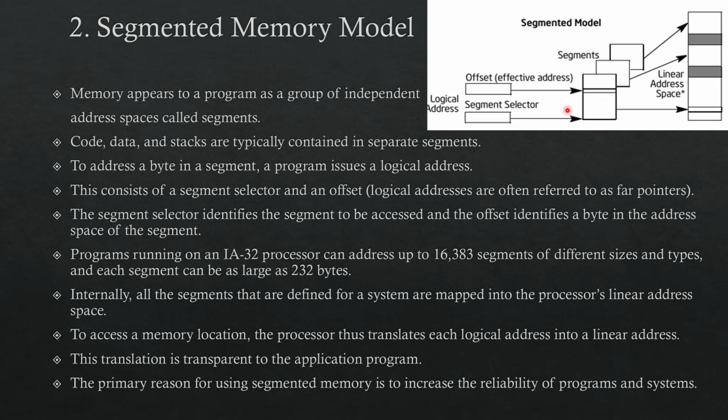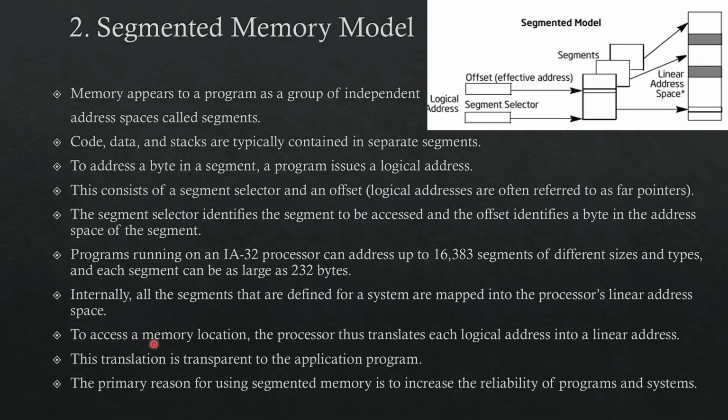Suppose there are different segments; these are all different parts of this linear address space. So which segment needs to be addressed? Suppose it is this segment, then the offset will specify which particular memory address should be fetched from this segment. That is done by the offset.